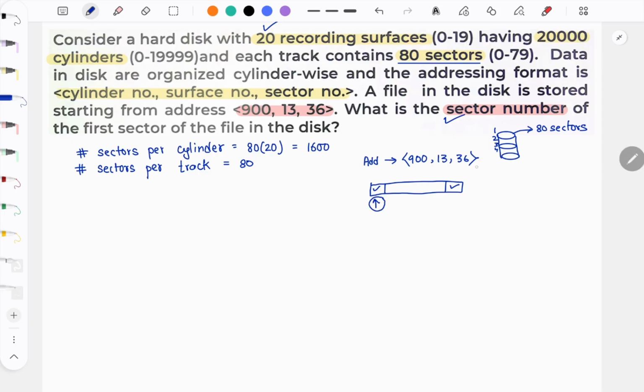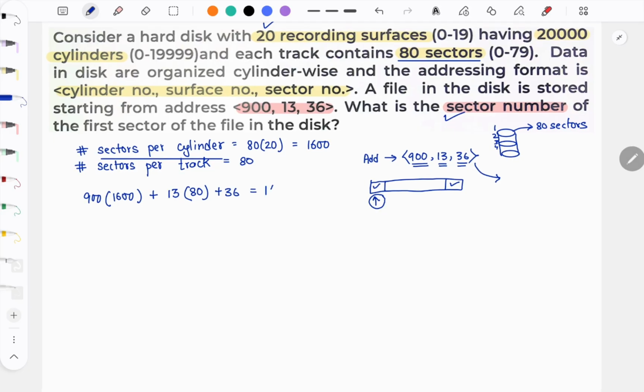Firstly, we will decode this address to a raw number known as the sector number. The formula we use is: we multiply this number 900 by the sectors per cylinder, which was 1600. Now for the second part, 13 into 80, and we keep this 36 as it is. This will give us the sector number, which is 1441076.